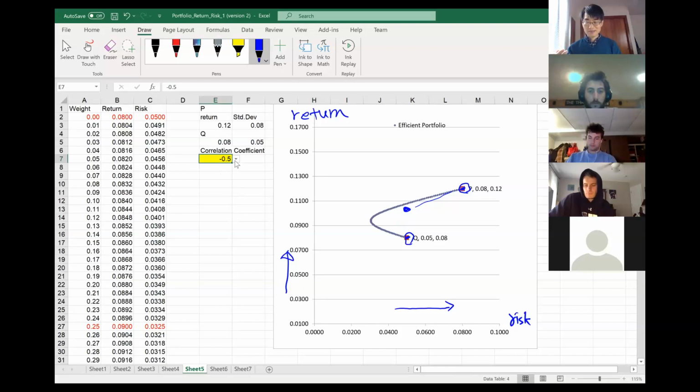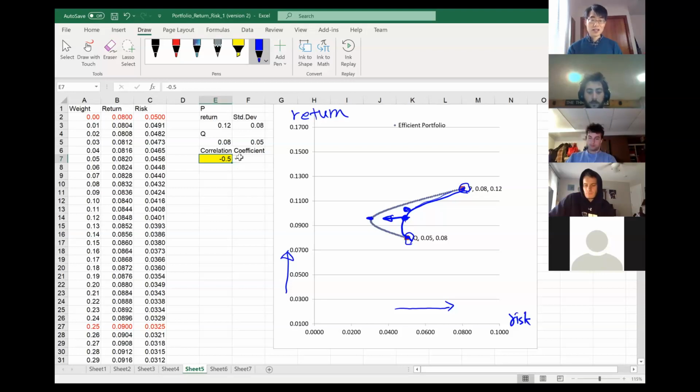What do you see here? The curve shifts to the left, right? So the curve was here before. Then now the curve kind of shifted to the left. Think about what it means. Because the horizontal axis is the risk, it means that when you enjoy the same rate of return, you can actually reduce the risk.